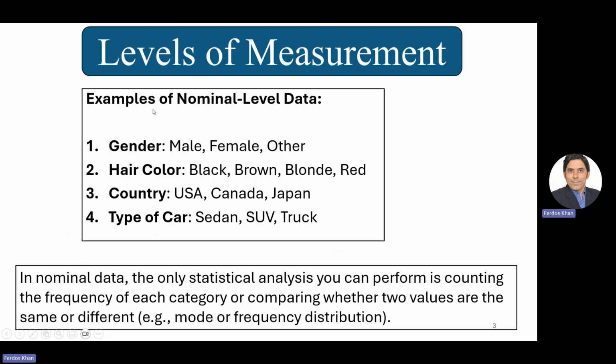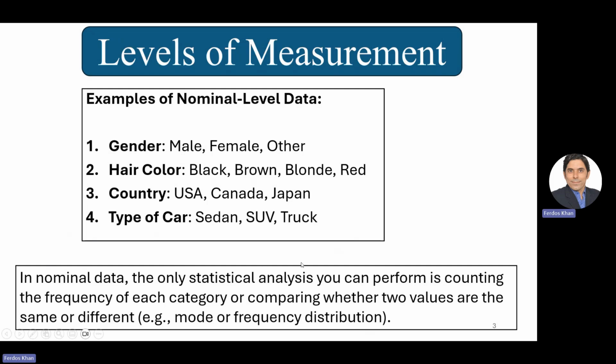These are the examples of nominal level data: gender, male, female, or other. Hair color: black, brown, blonde, red. Country: USA, Canada, Japan. And types of car: sedan, SUV, and truck. So these are different cars. All are categories, and you cannot say this particular category is greater than another. It's only categories. And now at the end, I have mentioned which type of statistical analysis you can perform with each level of data.